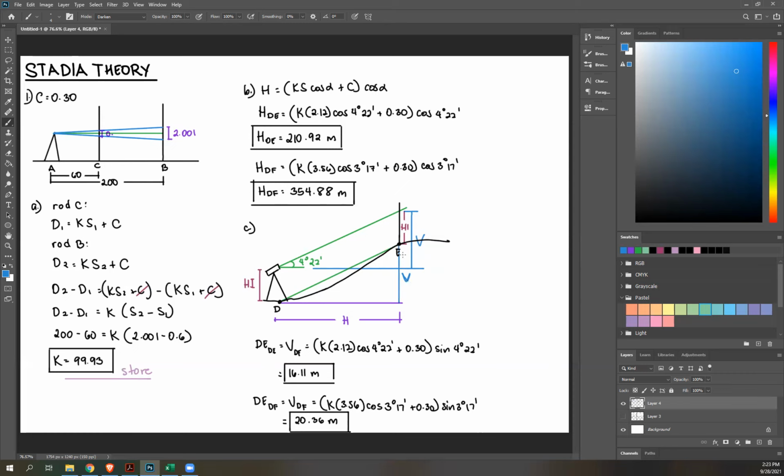And as you can see, V also represents the difference in elevation between points D and E. So that's why here DE, difference in elevation, equals this vertical distance. Can you use tangent? Yes, you can. If you know H, then you're free to use tangent. You can try and see if you get the same answer. All right. Next, number 2.